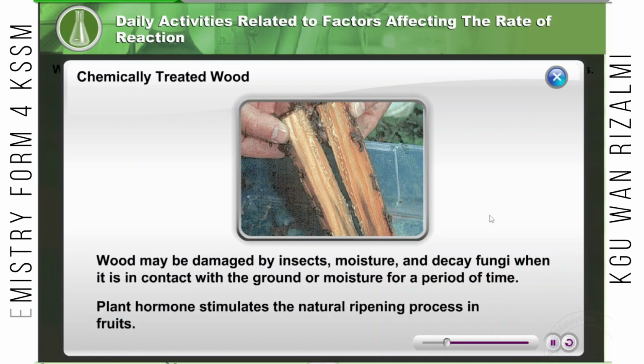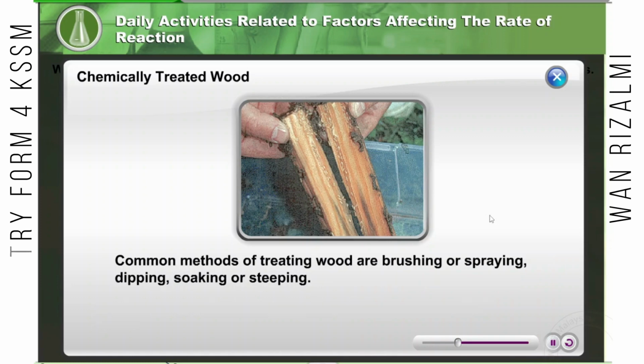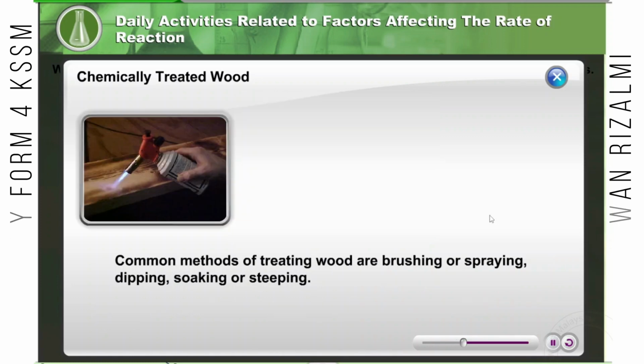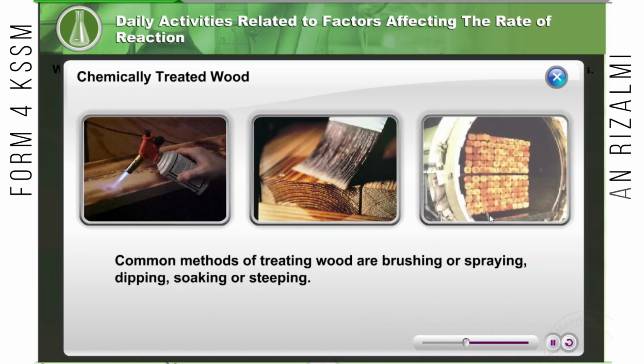In the industry, wood is chemically treated to increase durability and resistance from being destroyed by insects or fungus. Among the common methods of treating wood are brushing or spraying, dipping, soaking, or steeping. However, these methods do not ensure deep and uniform penetration of the preservative chemicals into the wood.